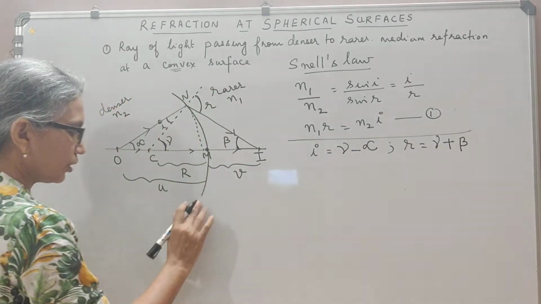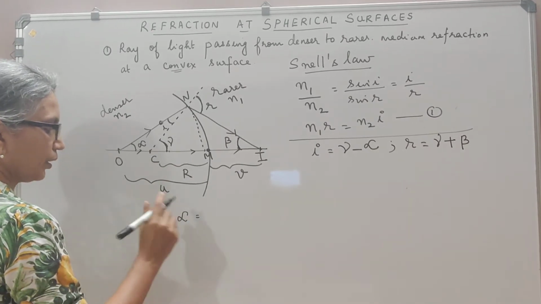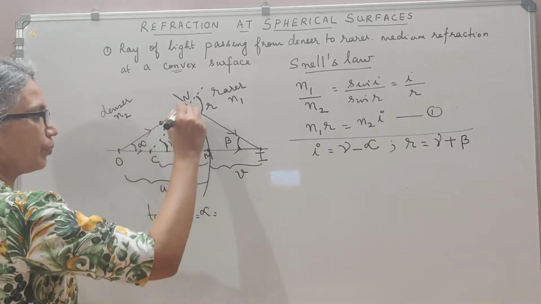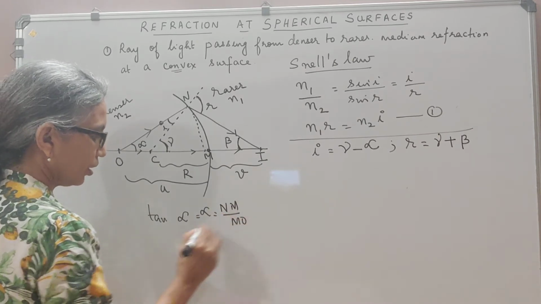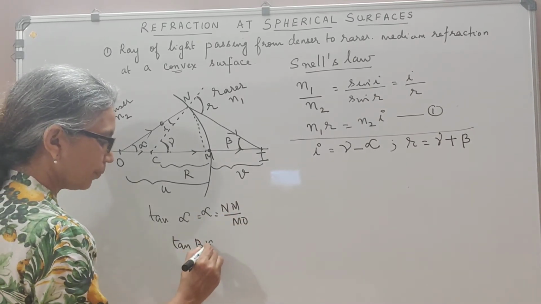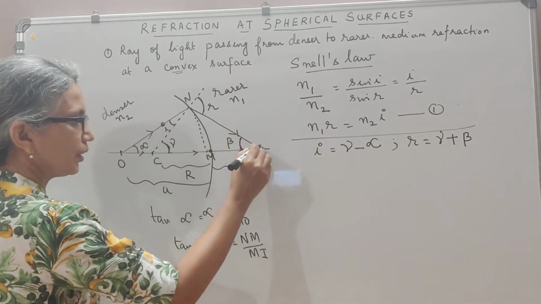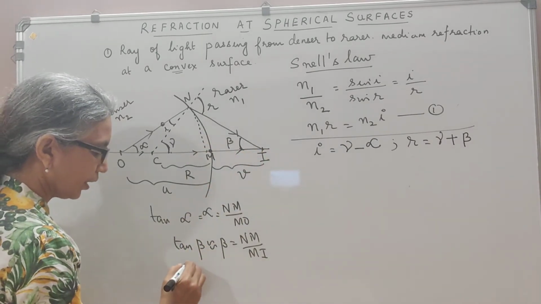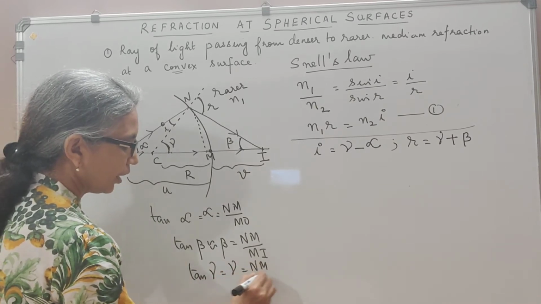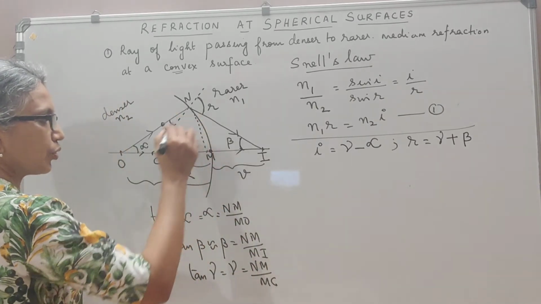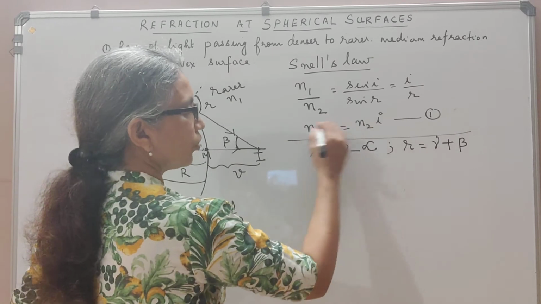We already know tan alpha from here should be approximately alpha. Tan alpha will be, from this triangle, NM by MO. Similarly, tan beta, approximated to beta, is NM by MI. This is beta, so from this triangle, NM by MI. And tan gamma will be NM by MC, like before, from this triangle. Just like what we did before, we're going to substitute all that in this equation.